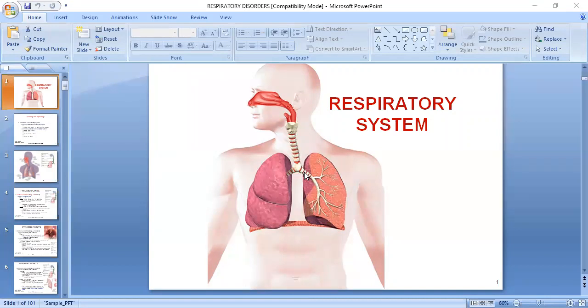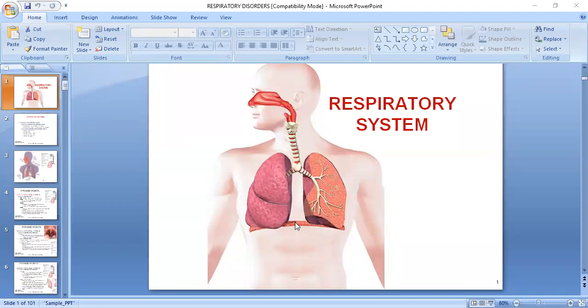So here I said the right lung has three lobes, but the left side has two lobes. And also, you know, on the left side the heart is there, and on the right side just below the lungs there is the liver. Liver is there, heart is there.